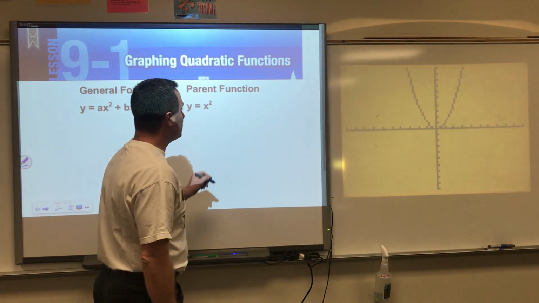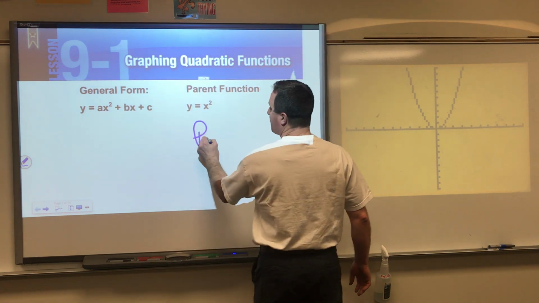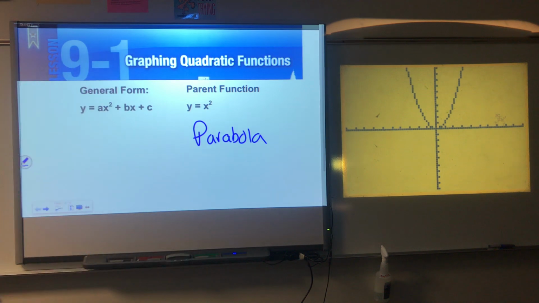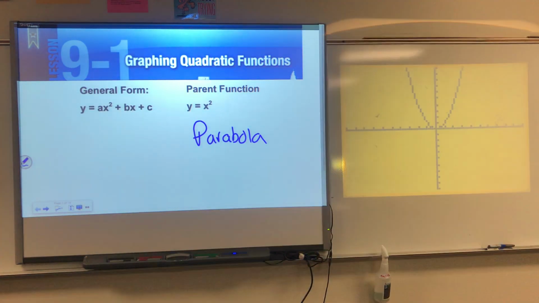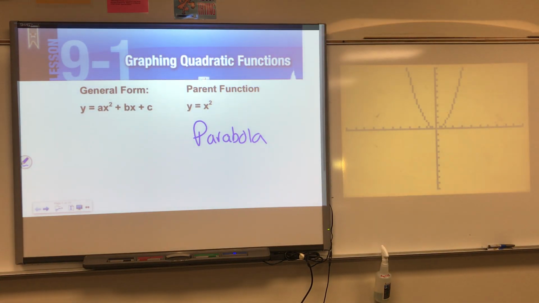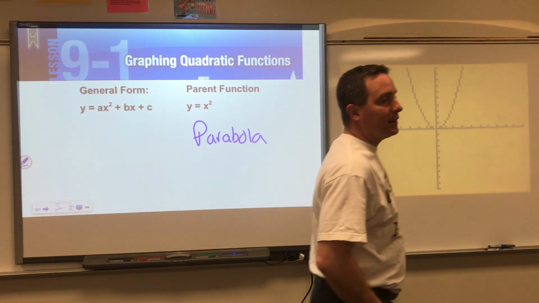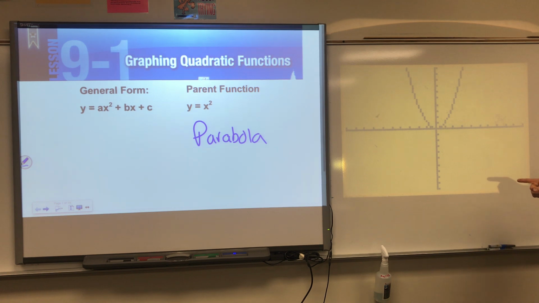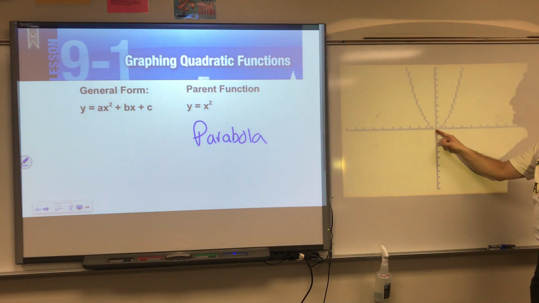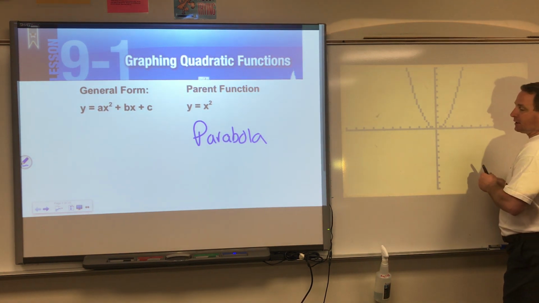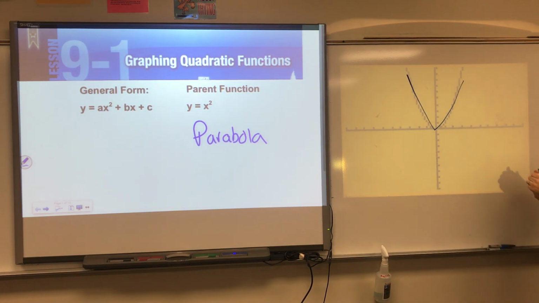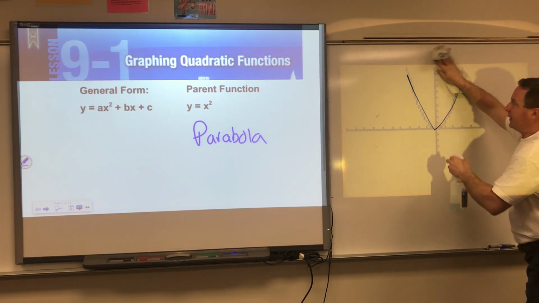And this U-shaped thing has a special name. It's called a parabola. Now, a parabola has several specific special parts to it. First of all, it's not straight, it's a curve. It's a giant U. Just to clarify, down here, it's not a V. It doesn't have a point to it. It's a curve down there at the bottom.